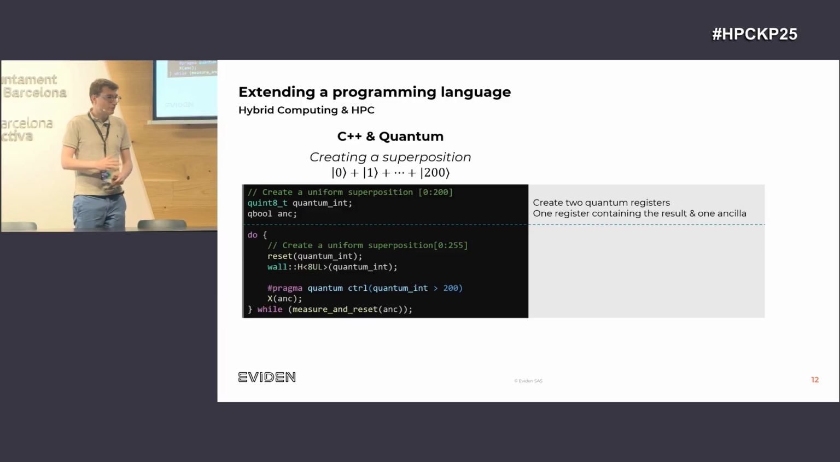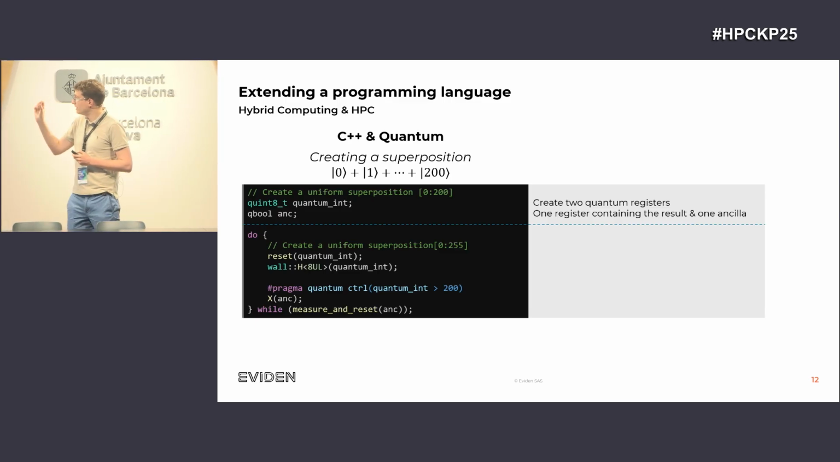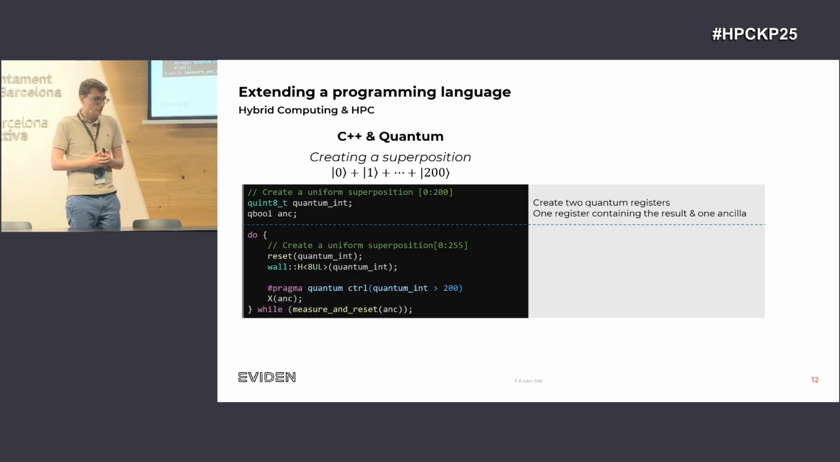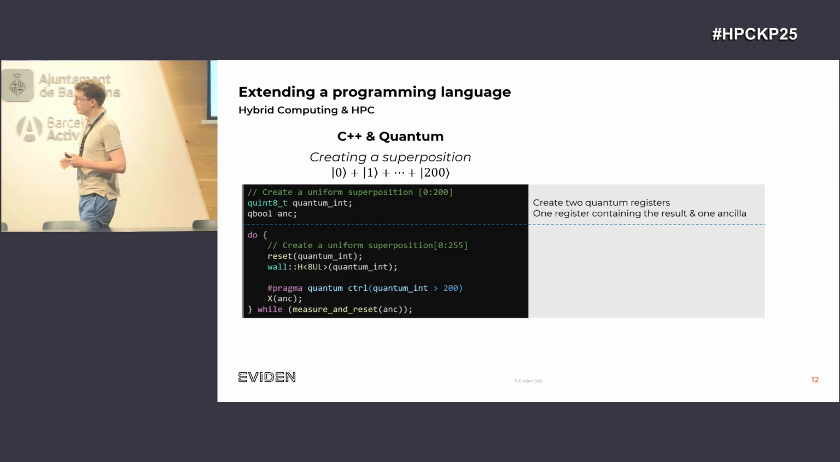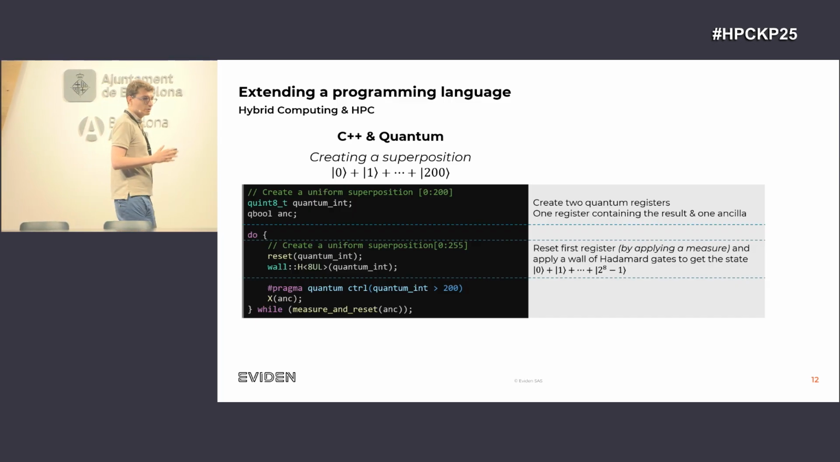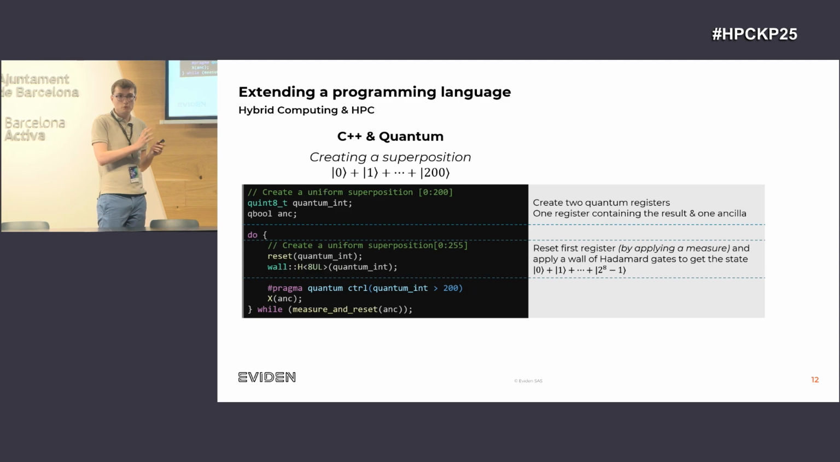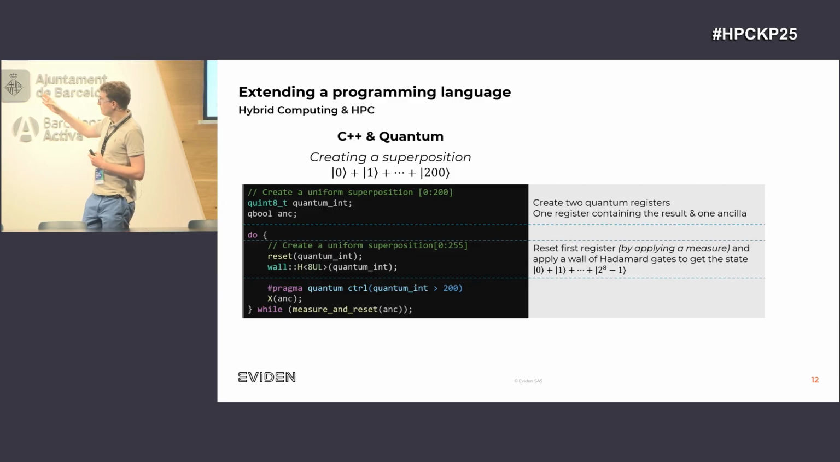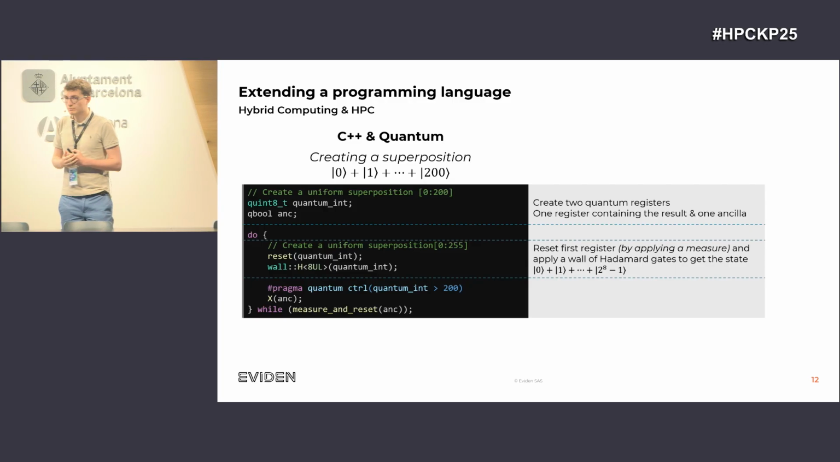So here is a very basic example. First, we will create two quantum registers. The very first one will be a register of 8 qubits, which will be interpreted as a quantum integer. The second register will be the ancilla, which is a quantum bool, very similar to C++, so it's a qubit. We will reset the very first register. Reset is not really reversible, but we can measure a register and apply an X gate where we measure a 1. It destroys the state, but it's a function that will ensure that the register will be in state 0. We will apply a wall of Hadamard gates to create a uniform superposition between 0 and 2 to the power of 8 minus 1.